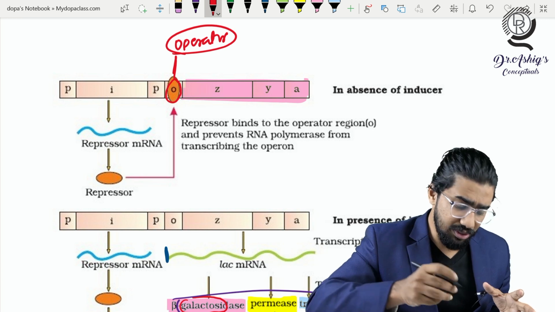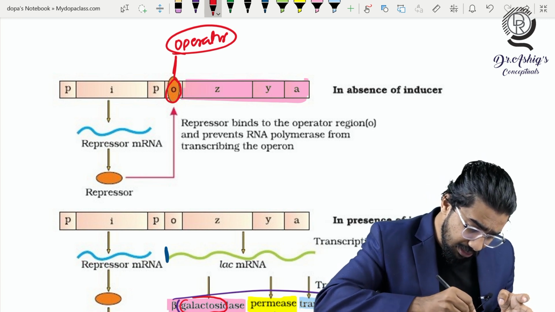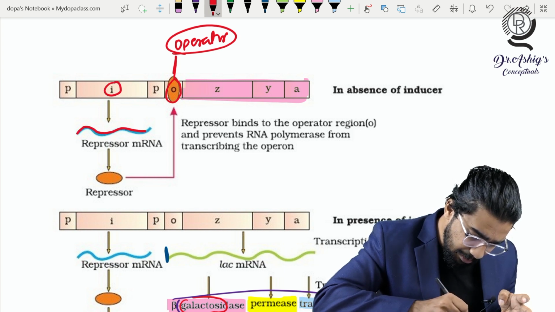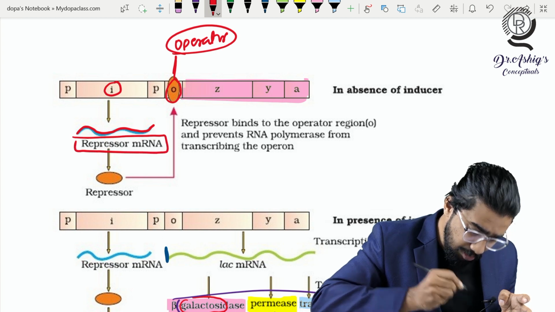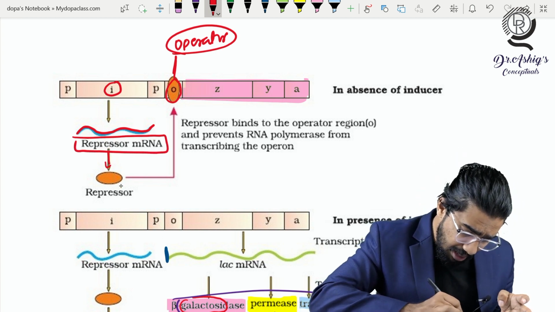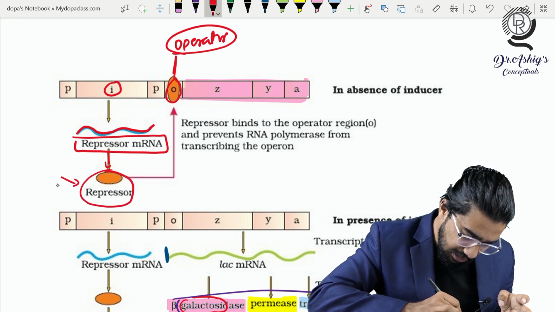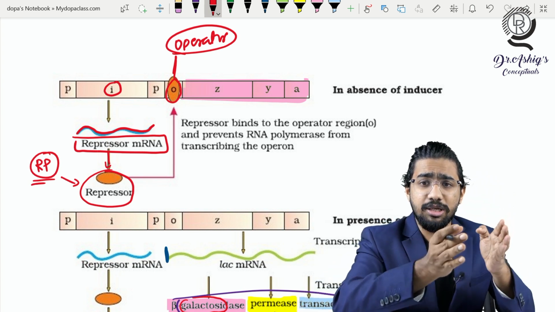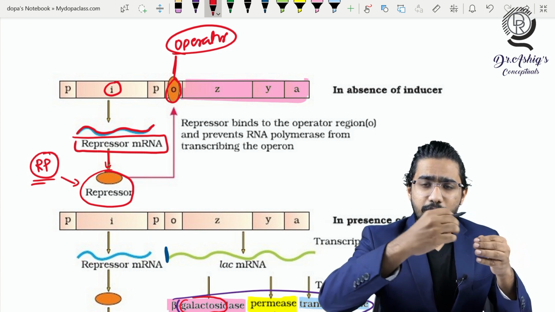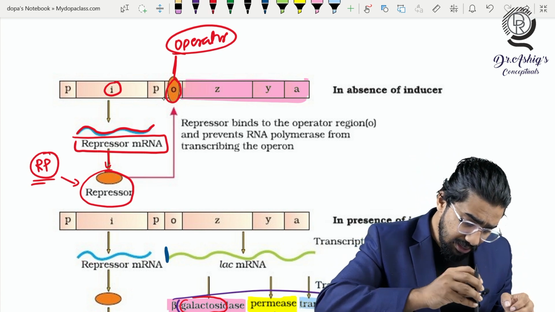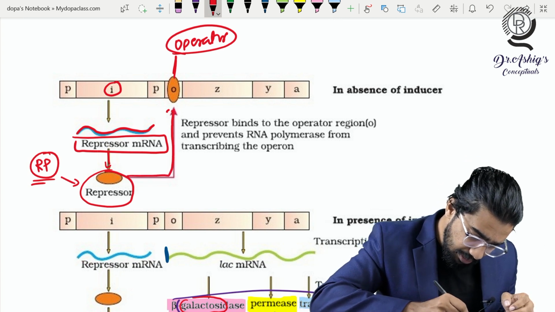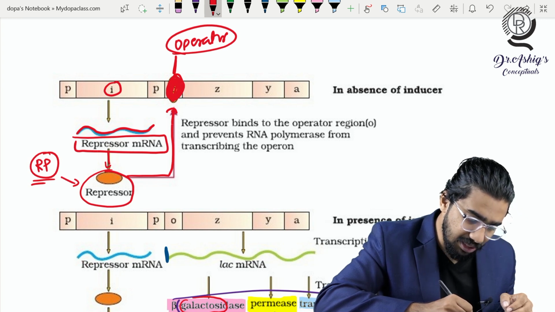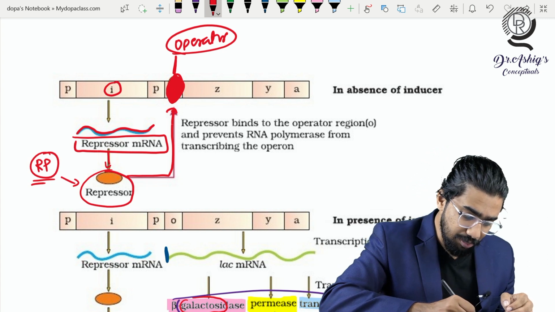So what will happen if the lactose is absent? Just prior to the operator there is an I gene. The I gene will be transcribed and it will produce a repressor mRNA, and this repressor mRNA will produce a protein known as the repressor protein. I am writing it here as RP. So when the lactose is absent, the I gene prior to the operator is transcribed and produces a repressor. The repressor will go to the operator and block the operator. Are you understanding? The repressor will block the operator. So if the operator is blocked, what will happen?